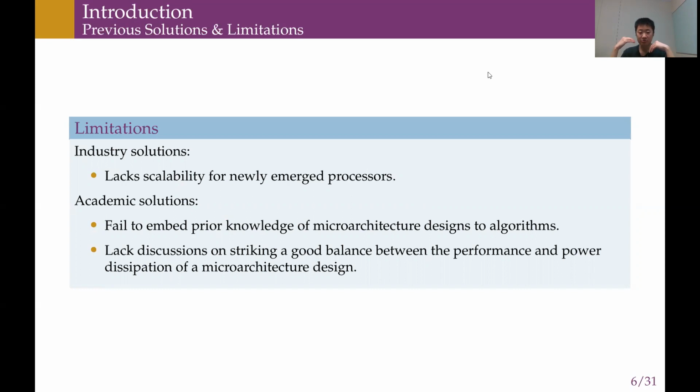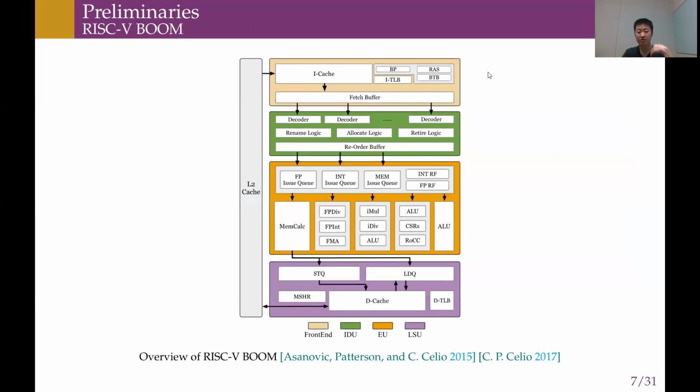And one thing to notice is that previous researchers use cycle accurate simulators, and most of these simulators only provide performance values. So they only build black box models to characterize the performance of the processor, but fail to build a black box model to characterize the power. So academia lacks discussion on striking a good balance between the performance and the power dissipation of a microarchitecture design. Based on the problem and these limitations, we present BoomExplorer to solve this problem.